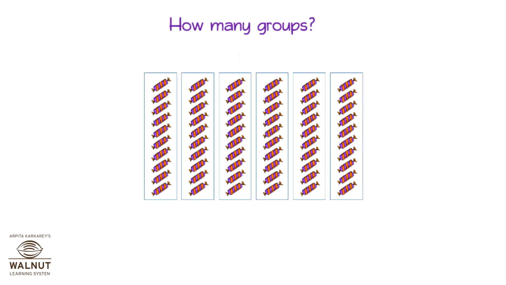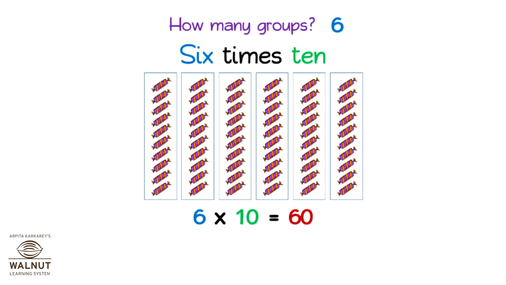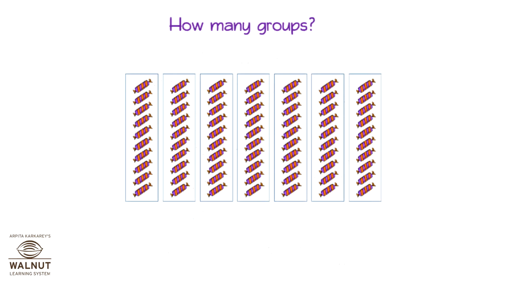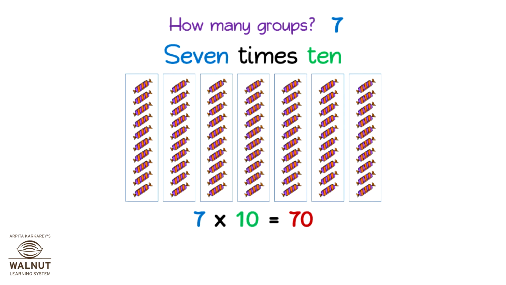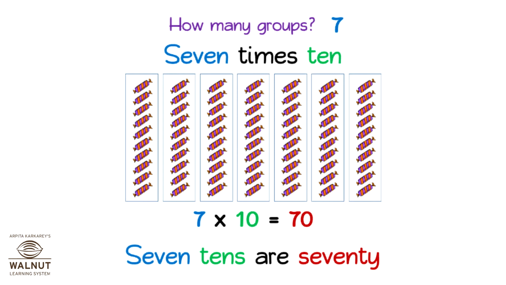How many groups do we have? 6. That is 6 times 10. We write it as 6 multiplied by 10, which is 60. We read it as 6 tens are 60. How many groups do we have? 7. That is 7 times 10. We write it as 7 multiplied by 10, which is 70. We read it as 7 tens are 70.